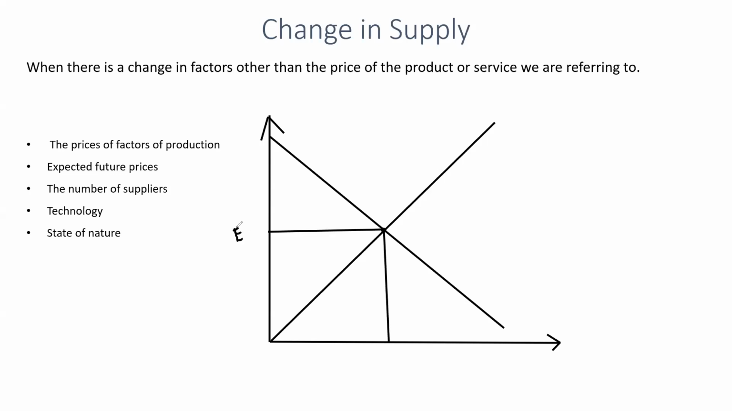So if you feel that it is the consumer that is affected, then you're shifting the demand curve. If you feel it is the producer that is affected, then you should be shifting the supply curve.